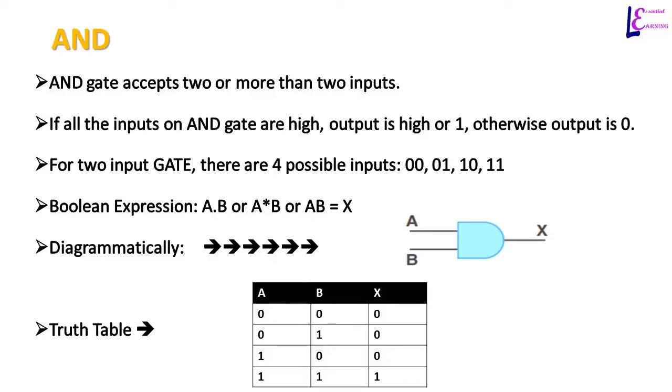Boolean expression for AND operation for two variables is a dot b or a star b, or simply ab is equal to x, whatever the output of the variable is. AND operation is represented with the multiply sign. You can also see the diagram here. Truth table for two input variables a and b and output x is also shown here. If both inputs are 0, output is 0. If any of the variables is 0, output is 0. But if both inputs are high, output is 1 or high.